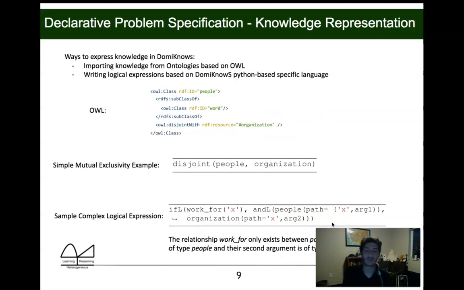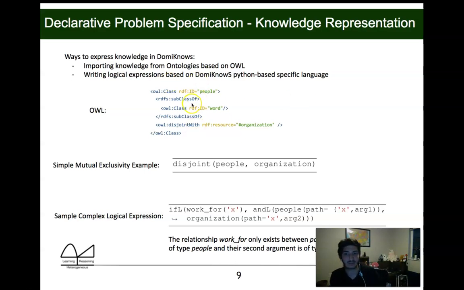Next thing that we have to do is bring in the knowledge that we have. And to represent that knowledge, if we have already stored it as an ontology based on OWL, we can just import it, or we can use the Python-based specific language that we have for expressing the first order logical constraints.